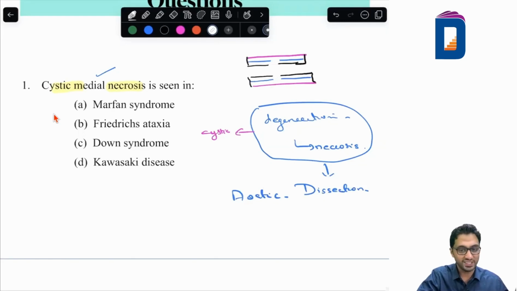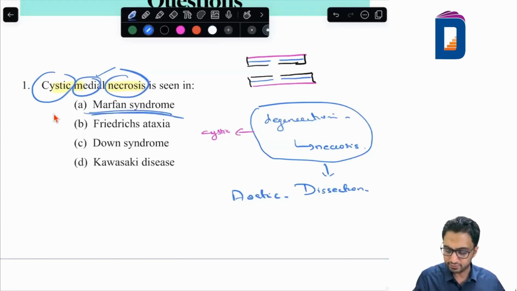It will form a false lumen, a separate channel for the flow of blood. So this is called aortic dissection. All this is basically due to cystic medial necrosis, where the medial layer gets necrosed. And it is a very important feature of Marfan syndrome, which we were discussing.